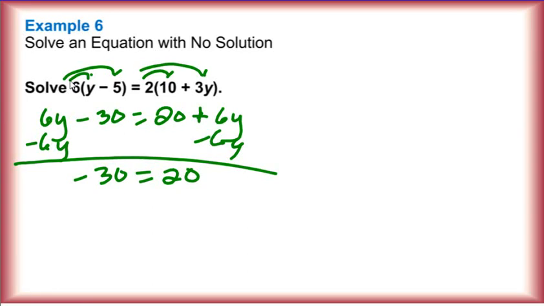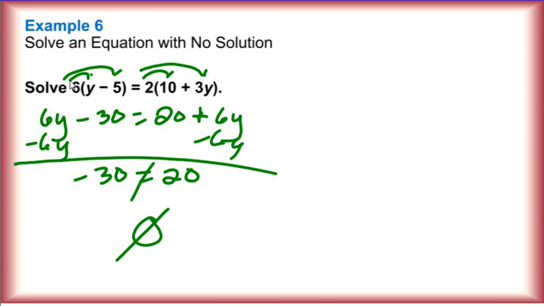When the variables and the coefficients are identical on each side, that is a clear sign that this is going to be a no solution, as long as these other numbers remaining aren't the same. Negative 30 does not equal 20. Therefore, this is no solution.